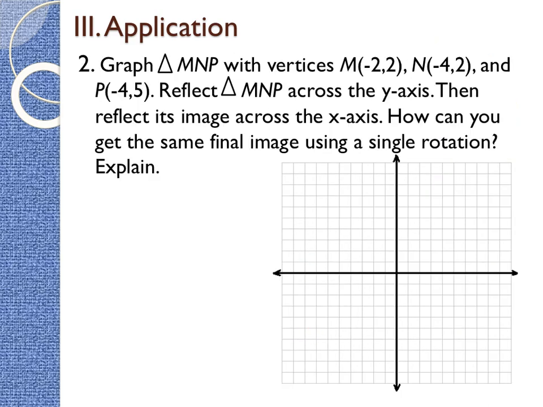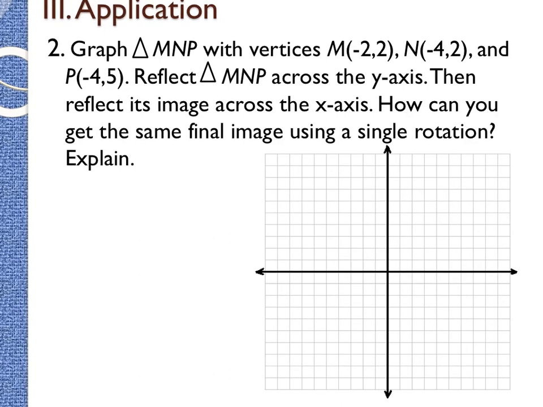Okay, last one. So we're going to reflect it across Y. Then we're going to reflect it across X. And then we're going to tell how we could have done that with a single rotation. So we're going to start with negative 2, 2. Okay, there is M. Negative 4, 2. There's N. Negative 4, 5. There's P.